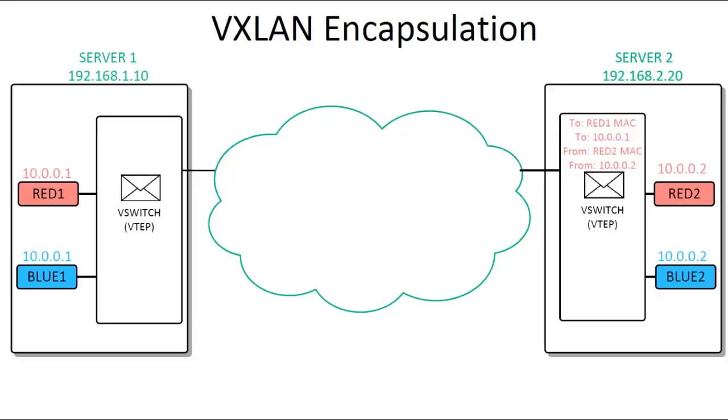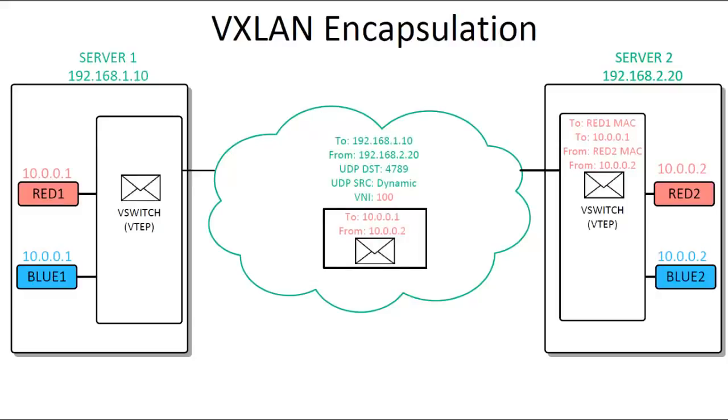Red 2 sends its reply to Red 1. Red 2 puts a packet out on its virtual interface with a destination of 10.0.0.1 and a source of 10.0.0.2. The VTEP on server 2 encapsulates this packet with new outer headers at layers 2, 3, 4, as well as the VXLAN header. Layer 2 on the outer header is used to reach the next hop device in the underlay network.